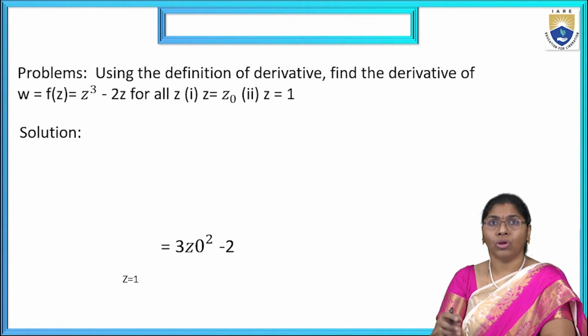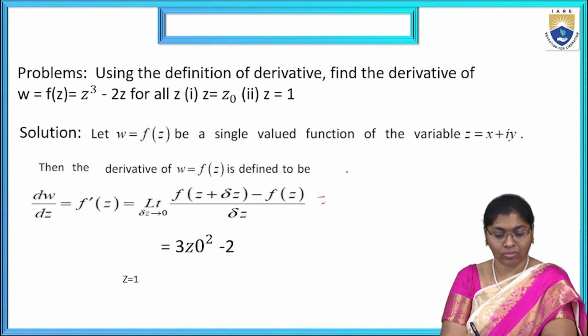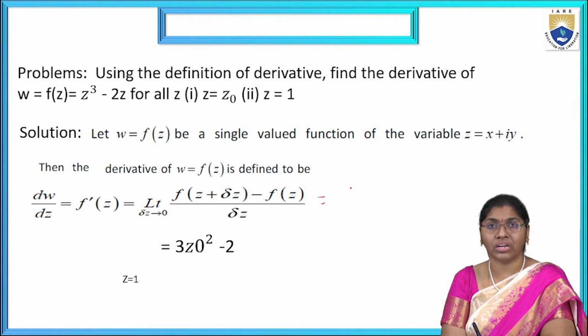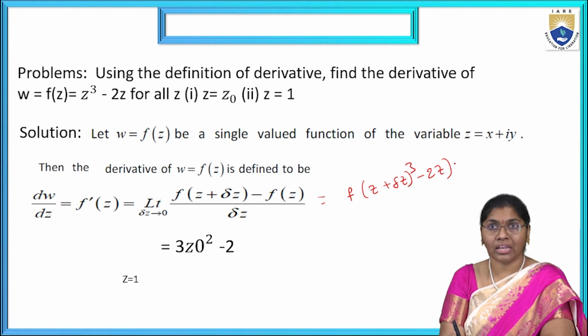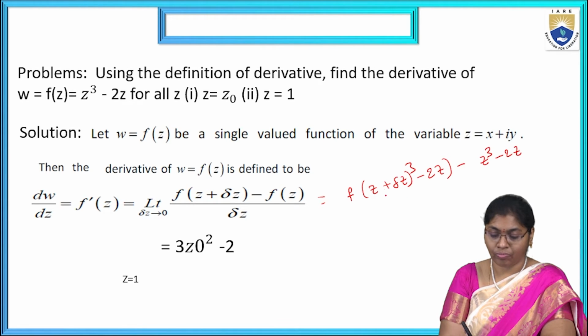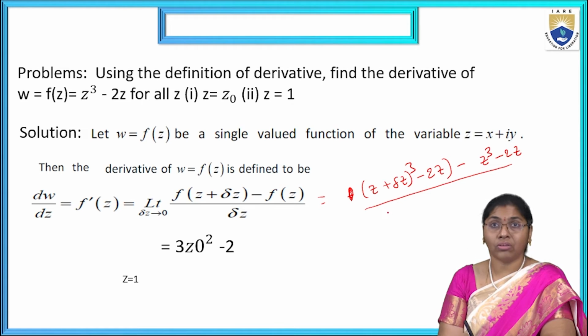Now similarly, we are solving this one also. Here I am substituting: f'(Z) equals f(Z plus delta Z) minus f(Z), divided by delta Z. Here f(Z) is Z cube minus 2Z, which means (Z plus delta Z) whole cube minus 2(Z plus delta Z), and another one is f(Z) equal to Z cube minus 2Z. Now that is the expansion of that one.